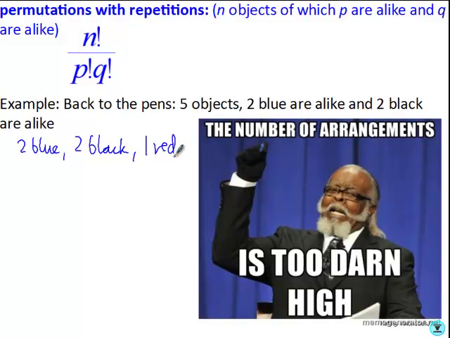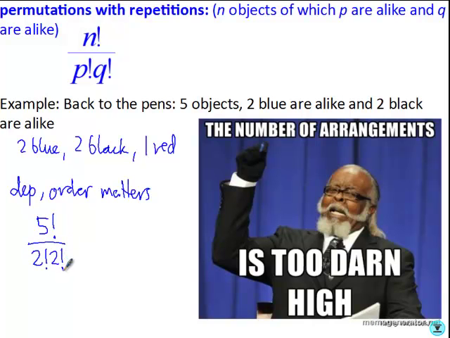If I want to know how many ways I can arrange them, well, it's dependent, because if a blue goes first, a black one can't go first. And the order matters because we're talking about how to arrange them. We know it's a permutation. But because I can't tell the difference between the black pens, I can't tell the difference between the blue pens, this is one with repetition. So there are 5 objects. I'm going to put 5 factorial on the top. There are 2 blue pens, so I have to put 2 factorial on the bottom. And there are 2 black pens, so I put another 2 factorial on the bottom.